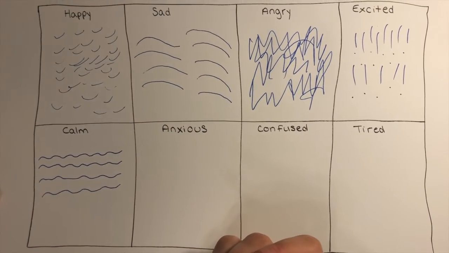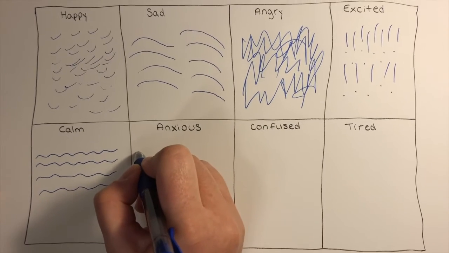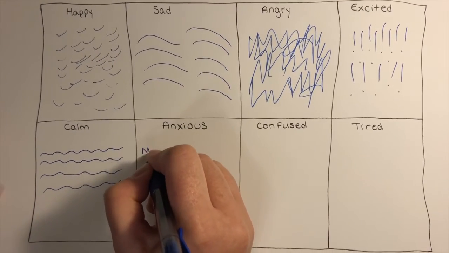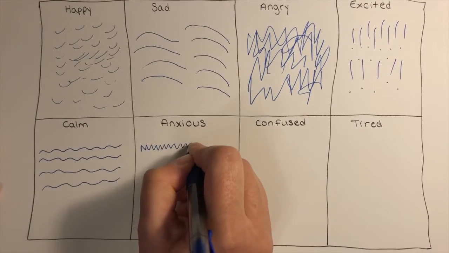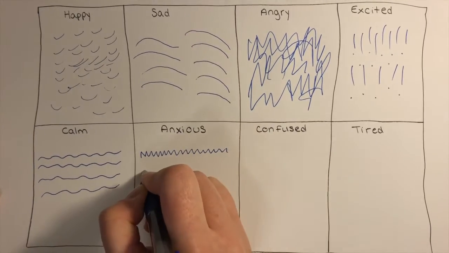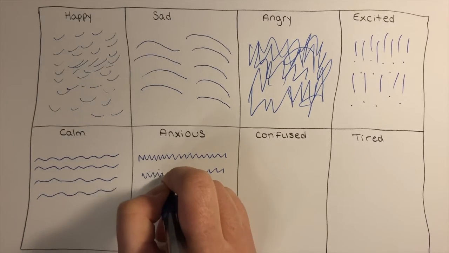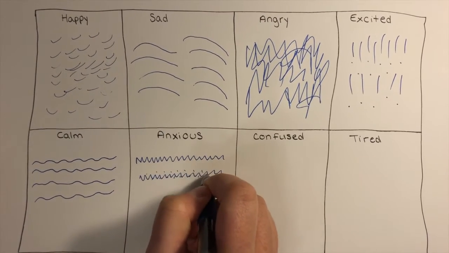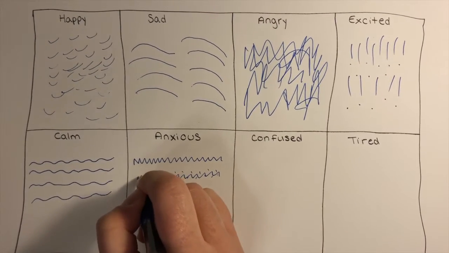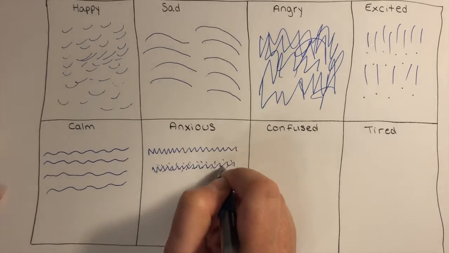For anxiety, I would probably do something that looks more jagged and close together. Might throw a few dots in there to create some confusion. You know, like you don't quite know what you're looking at.